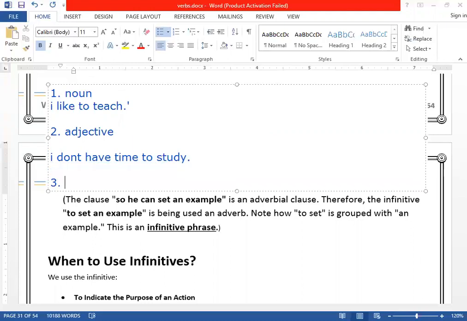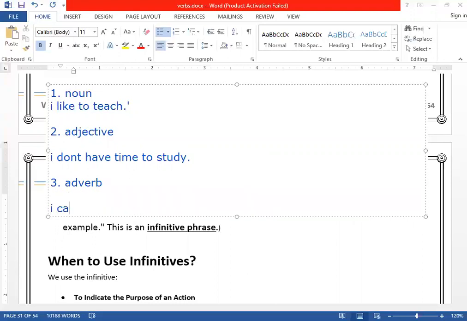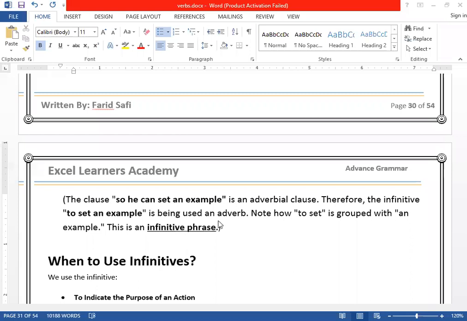The third one we have is that it can function as an adverb. If I say, for example, I can't wait to see you. Here wait is a verb, and to see modifies the verb wait. It functions as an adverb. See that? Now let's move to the next topic.